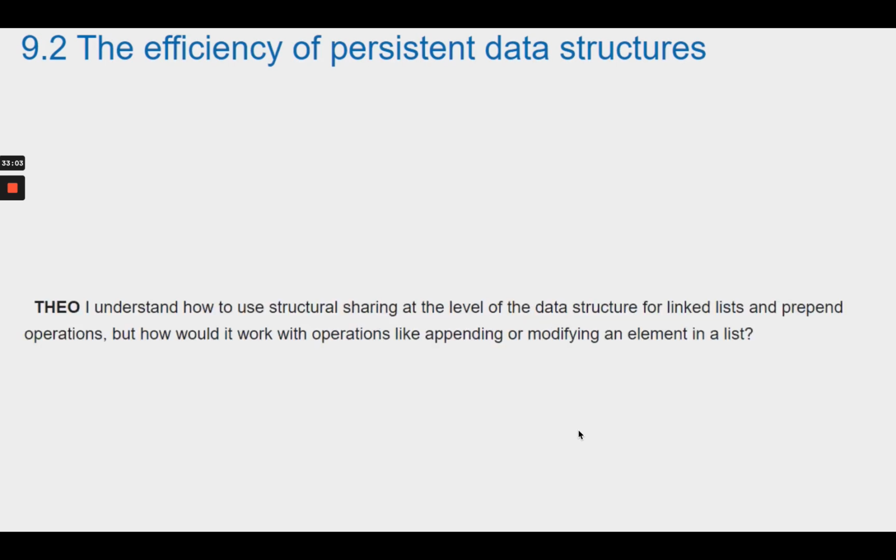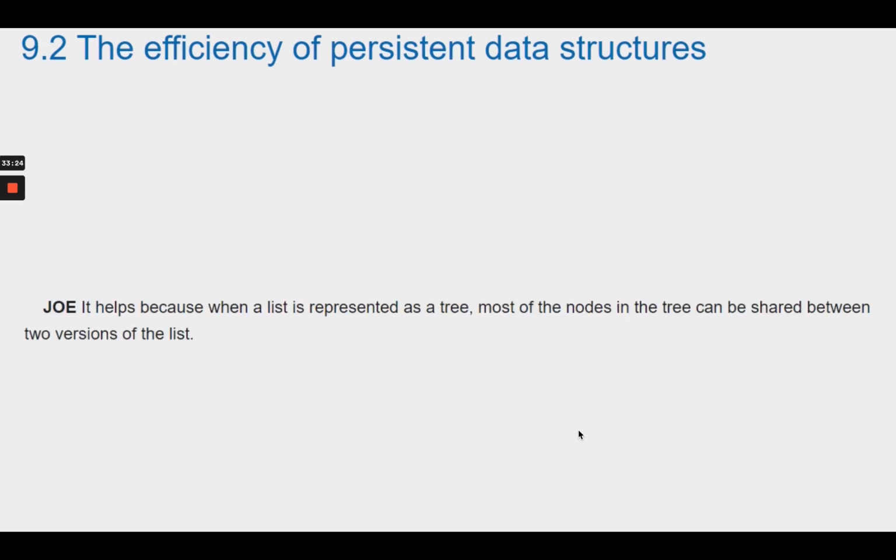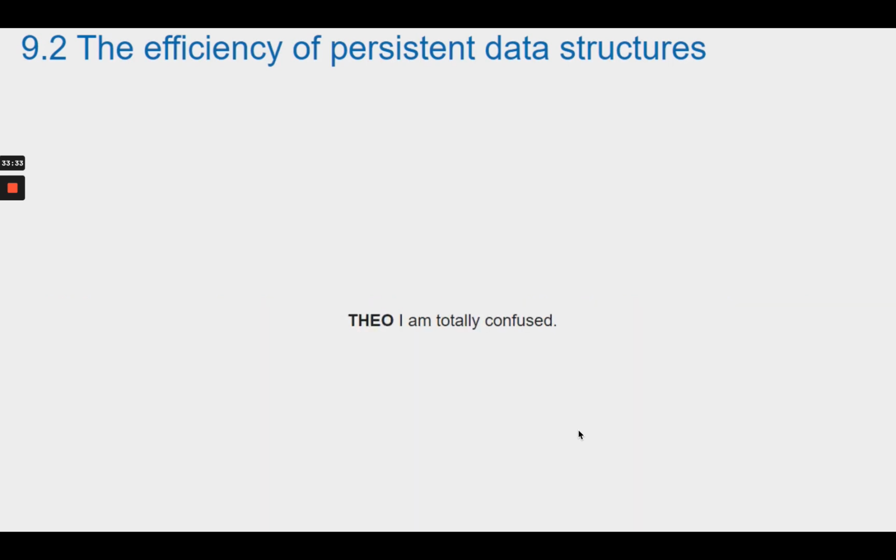Theo, I understand how to use structural sharing at the level of the data structure for linked lists and prepend operations, but how would it work with operations like appending or modifying an element in a list? Joe, for that purpose, we need to be smarter and represent our list as a tree. Theo, how does that help? Joe, it helps because when a list is represented as a tree, most of the nodes in the tree can be shared between two versions of the list. Theo, I am totally confused.